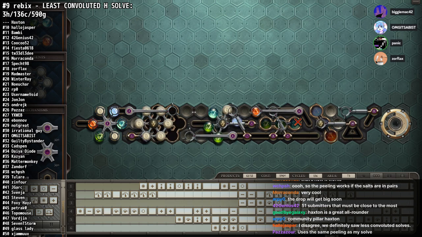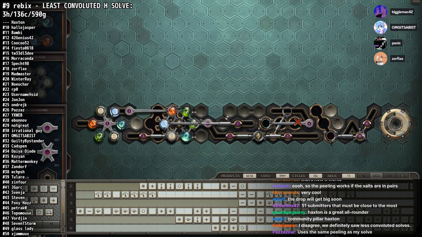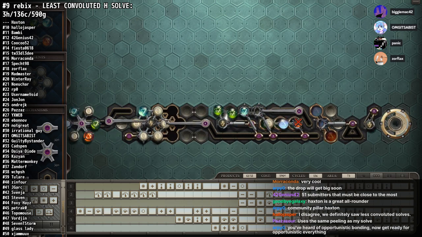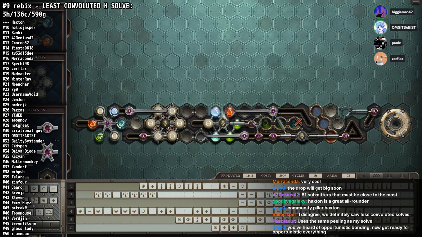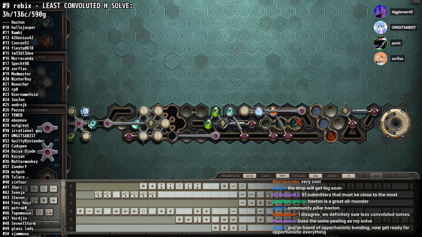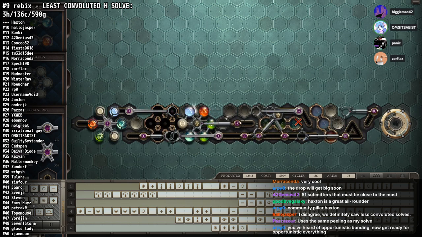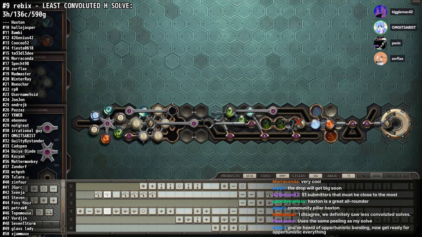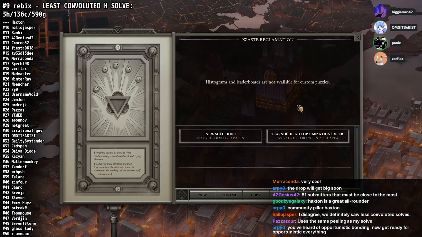But yeah, no, this is number 9, so we're in top 10. RPO calling this opportunistic everything. Just do whatever's available. Yeah. Opportunistic everything. Alright, now we got a 6 cycle drop.